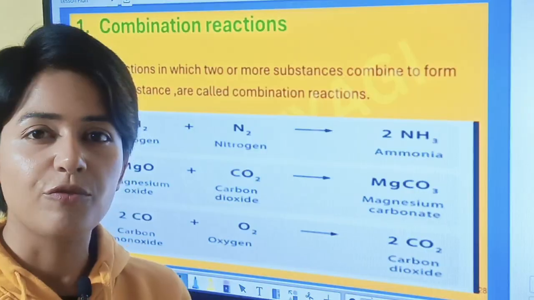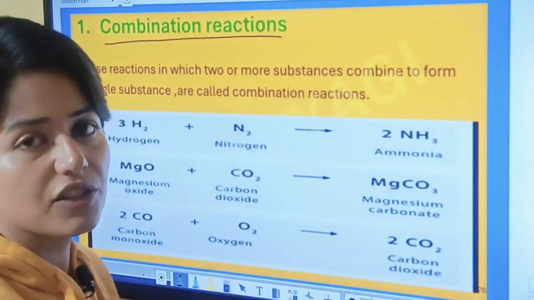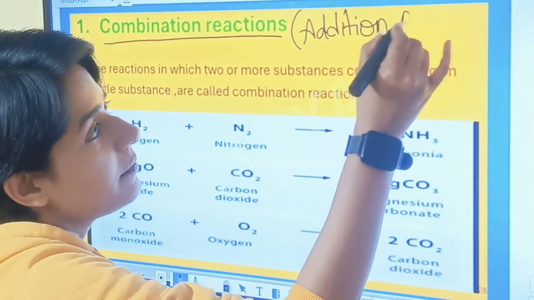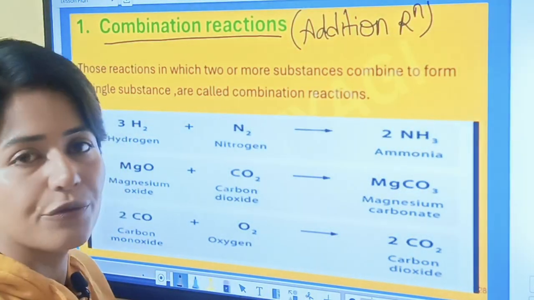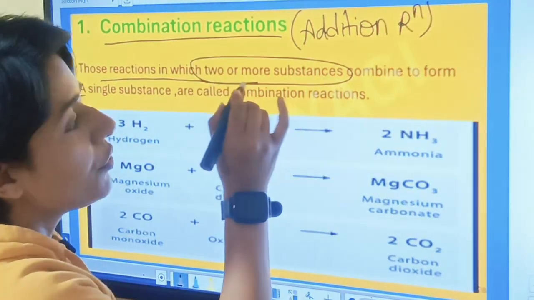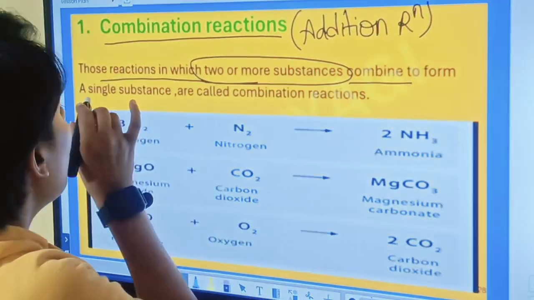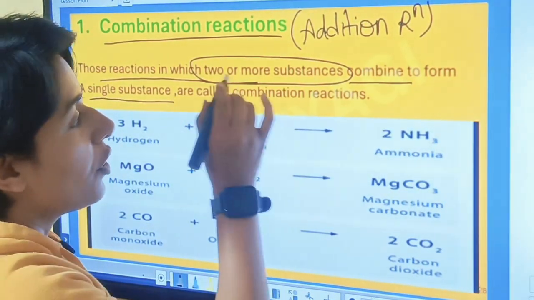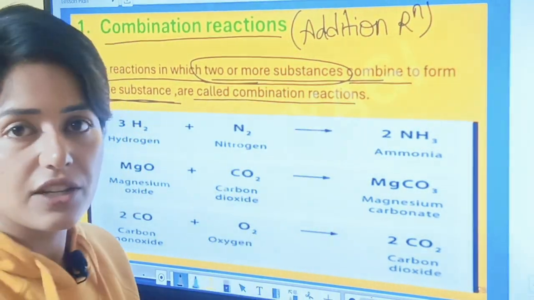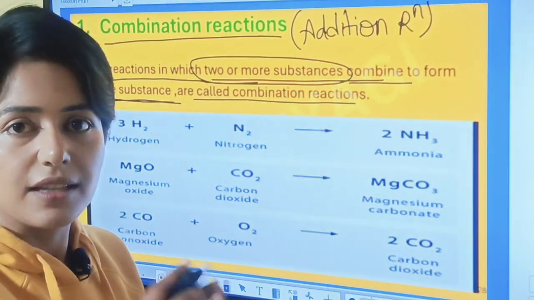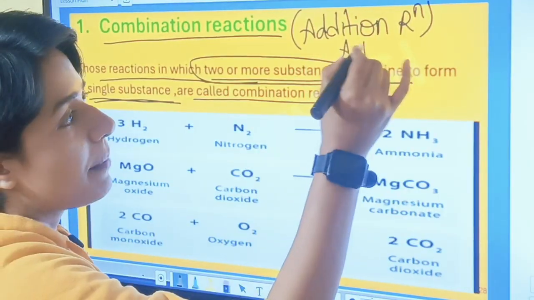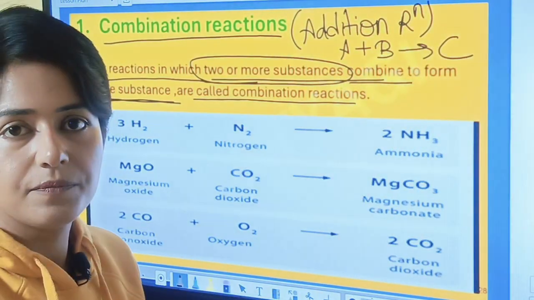The first type of reaction which we are discussing is combination reaction, or simply we can say addition reaction, because in this reaction two or more reactants combine to form a single product. Those reactions in which two or more substances combine to form a single substance are called combination reactions. The general equation for this is A plus B equals C.